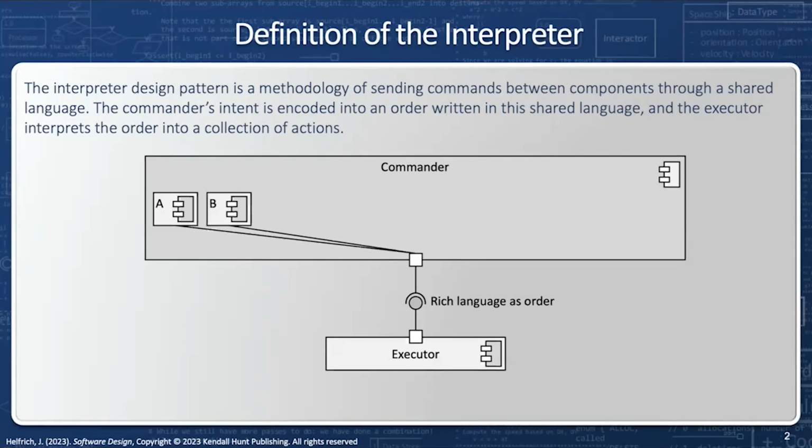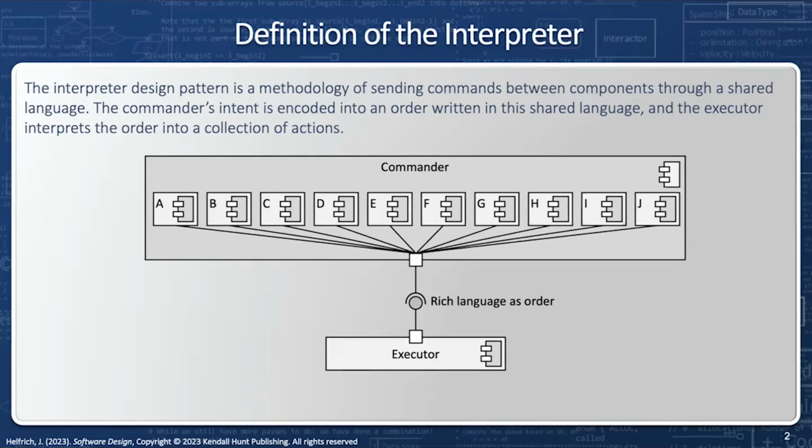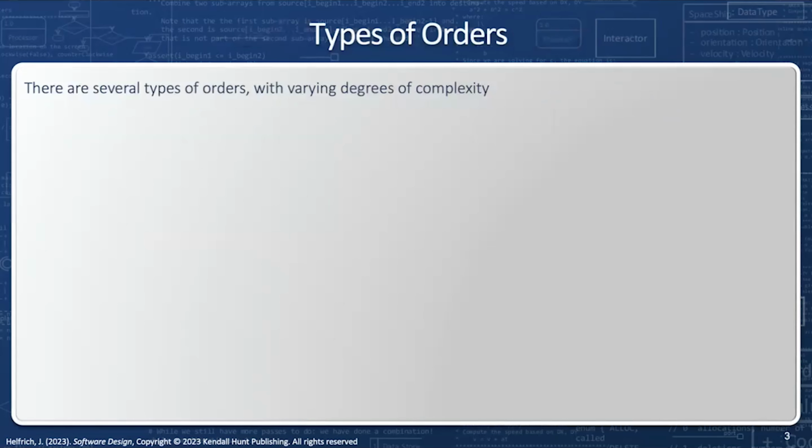Now, note the commander could have many different subcomponents inside of it, but it all goes through the same port and all gets sent into the same language, which the executor then interprets. Now, the important thing here is the commander must be able to generate the language, and the executor must be able to interpret the language. In other words, any change made to the language must include a code change to the commander as well as to the executor.